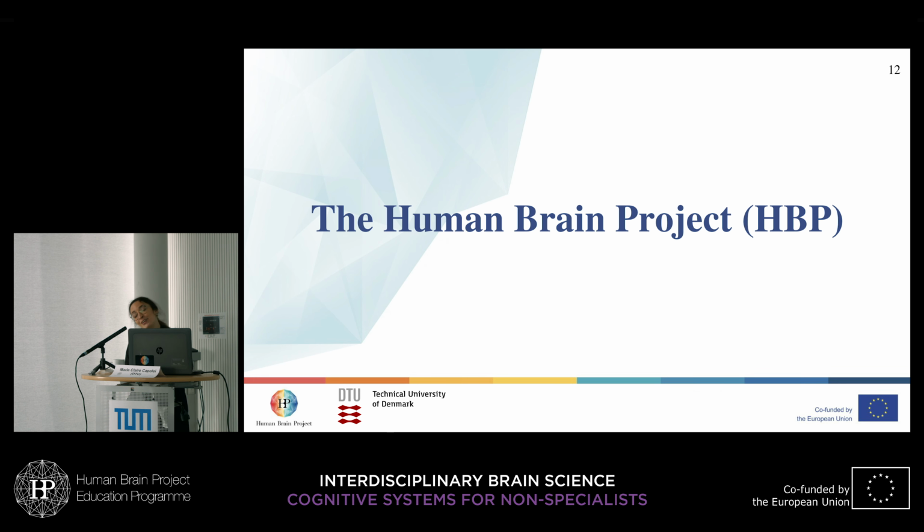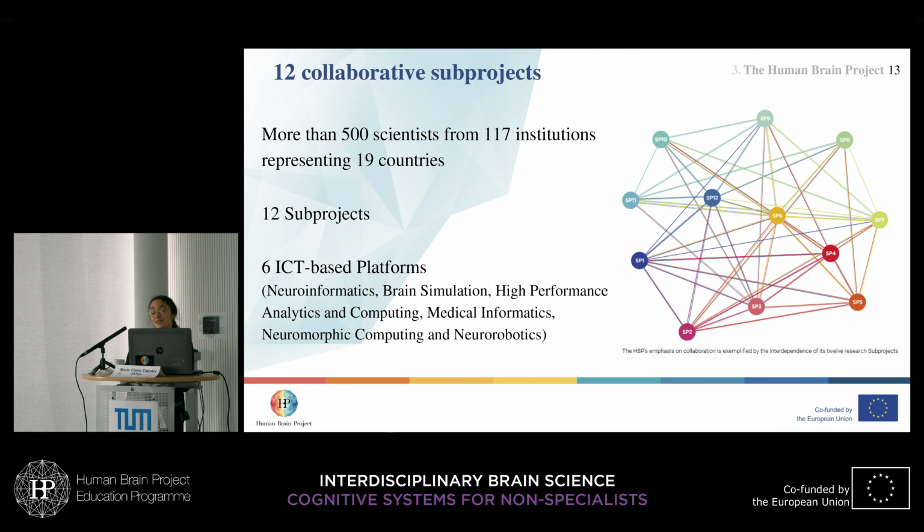So now I think we can relate neurorobotics to the Human Brain Project. It will be just a short introduction to that, because I guess most of you know. In the Human Brain Project, we are more than 500 scientists from 117 institutions, so it's a really big project. It's crazy how big it is.